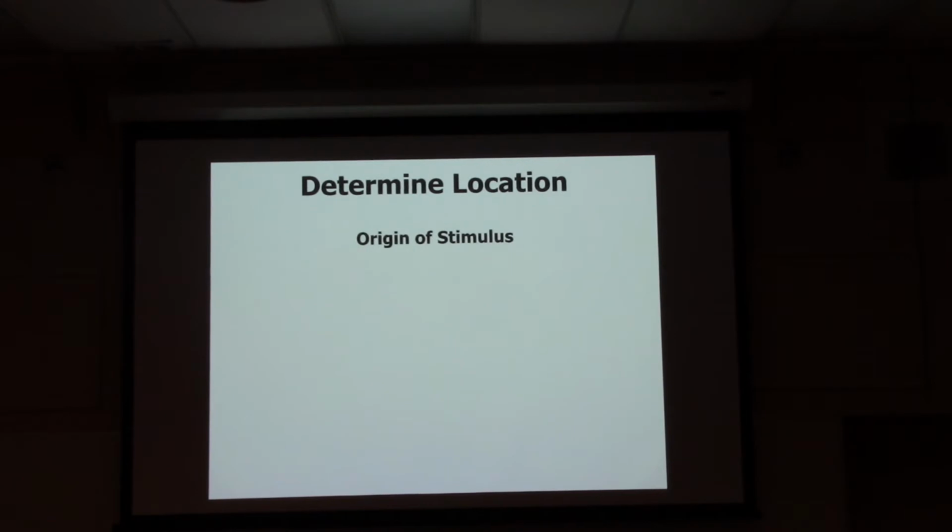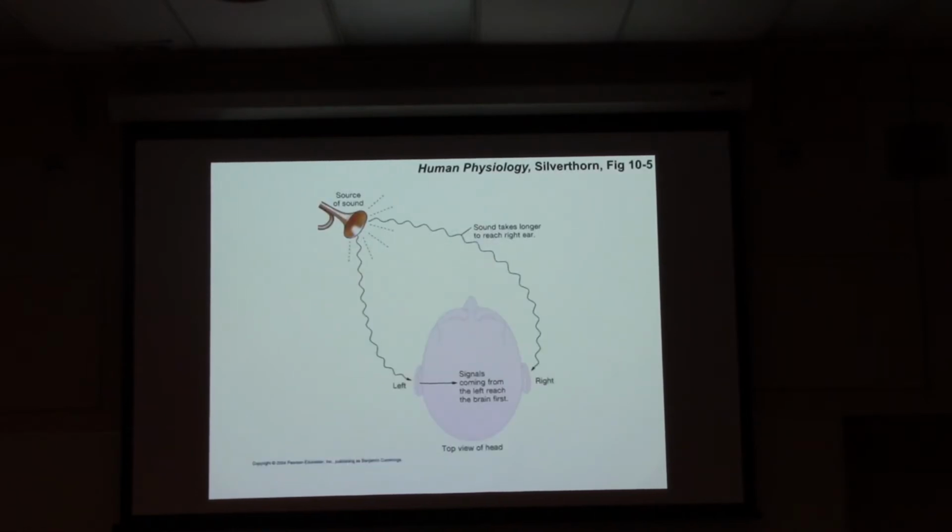Okay? All right, so here's our little picture of a person's head, and somebody's tooting their horn at them. In this case, since the sound's coming slightly from the left, it's going to hit the left ear a little bit before it hits the right ear. The brain's able to figure that out. So that's what you need for sound. Questions about that?